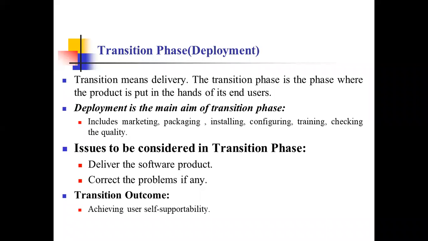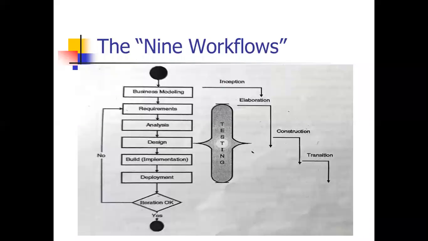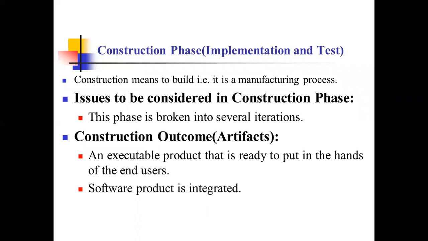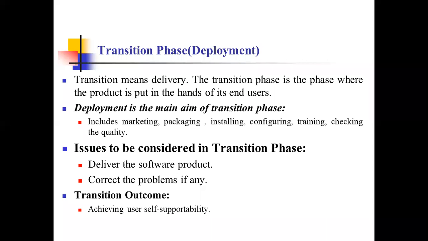So we have seen the inception phase, that is business modeling. Then the elaboration phase, that means the elaboration phase consists of requirements, analysis and design. Then we have seen the construction phase. Construction means we have to implement based on the design and we have to test that. Then the next phase is the transition phase. We have seen about deployment.